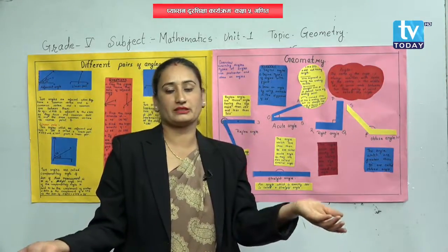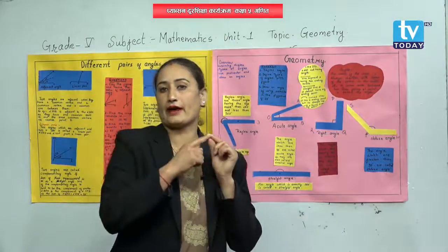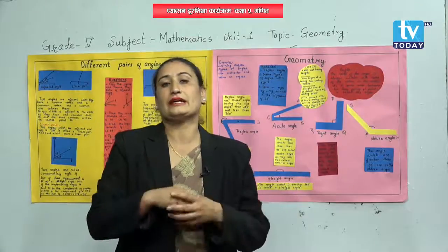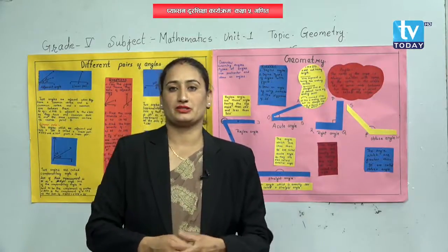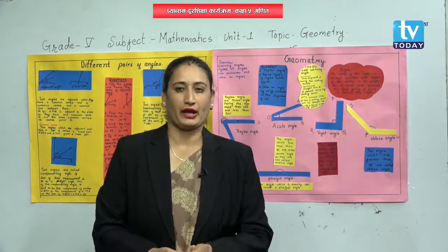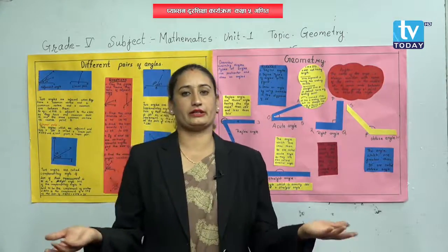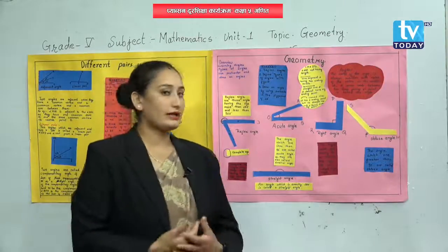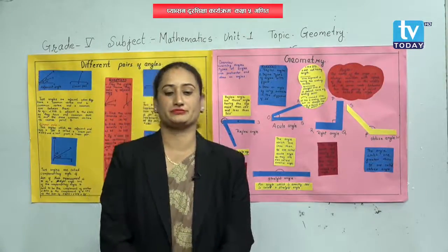No ending point. That means one side has an ending point and the other doesn't have an ending point. So we can show it by an arrow. So it's called a ray. It's just a review of grade 3, 4. So grade 5 students, now let's enter the topic.